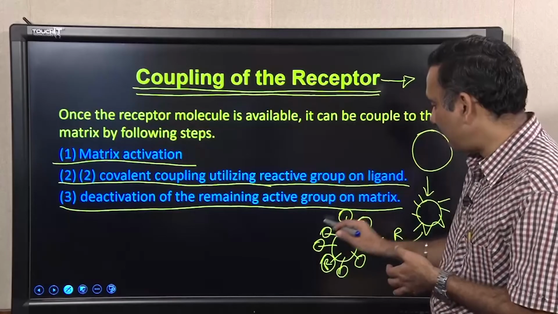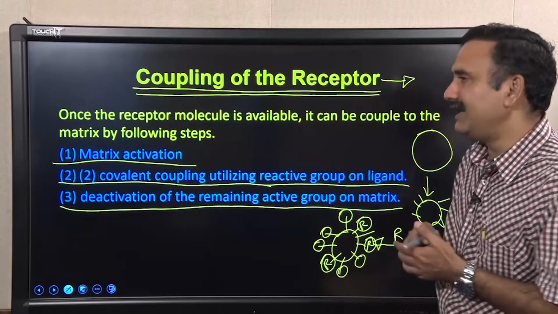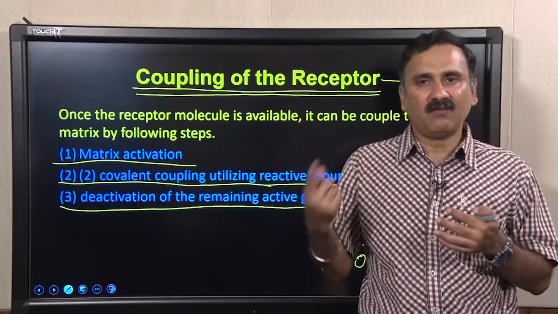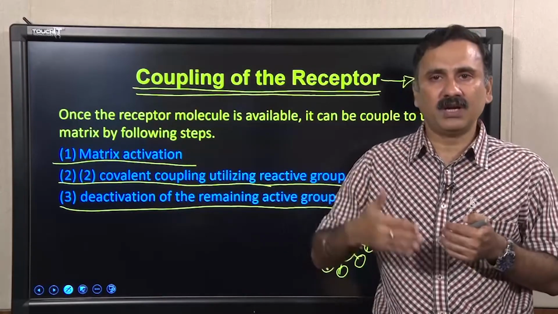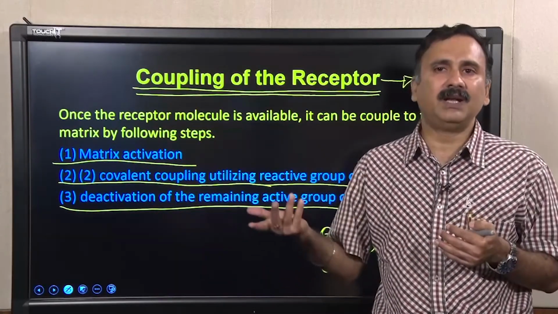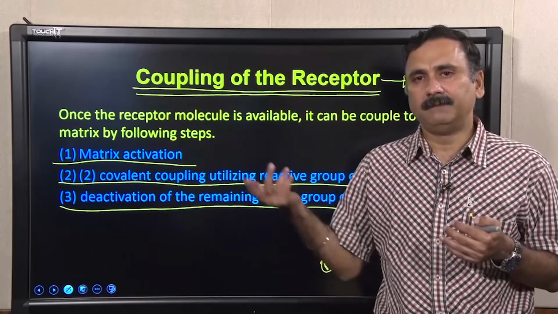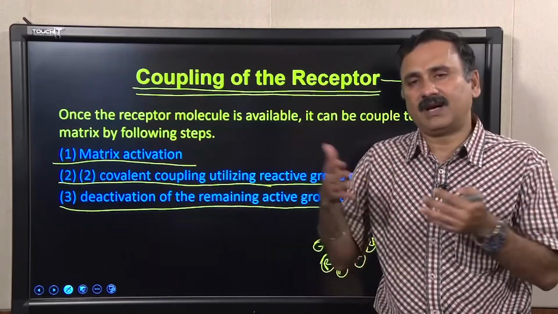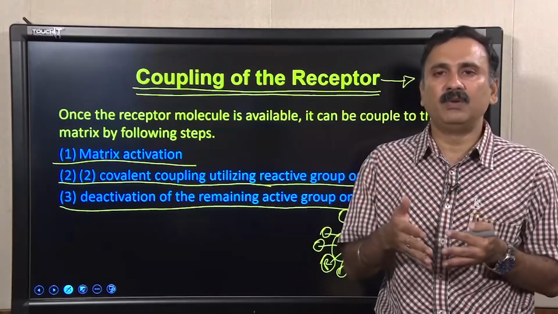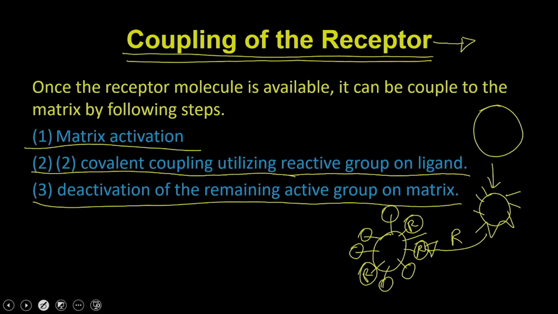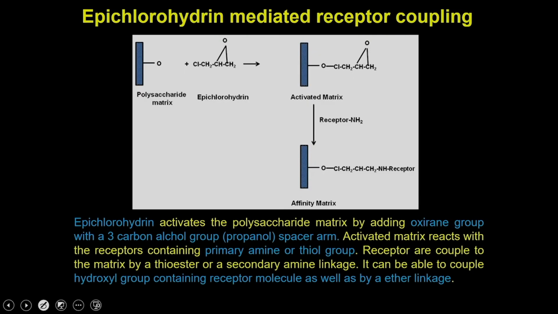So, because of that you have to block these sites, or these groups, in some way, so that they do not bring in additional protein molecules or other molecules that facilitate non-specific binding of the antigens, because if that happens the affinity chromatography will not be very specific. There are multiple ways in which you can couple the receptor to the matrix. The first method is the epichlorohydrin mediated receptor coupling.